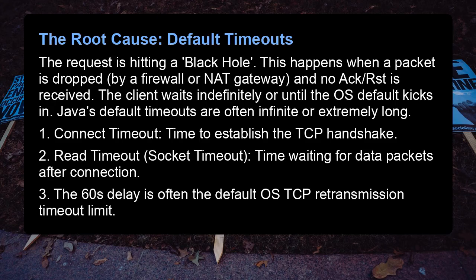This happens when a packet is dropped by a firewall or NAT gateway and no ACK or RST is received. The client waits indefinitely or until the OS default kicks in. Java's default timeouts are often infinite or extremely long. 1. Connect timeout: time to establish the TCP handshake. 2. Read timeout, or socket timeout: time waiting for data packets after connection. 3. The 60 seconds delay is often the default OS TCP retransmission timeout limit.